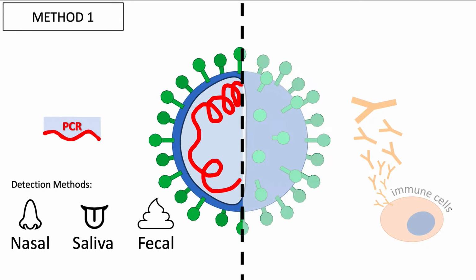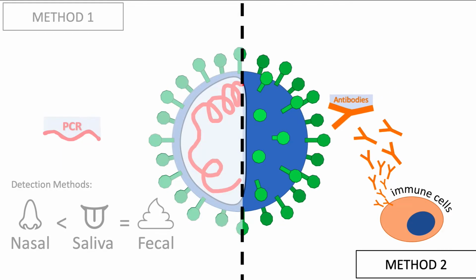There are three different types of samples that can be tested using this method: a nasal swab, a saliva sample, or a fecal sample. After you are first infected, nasal samples can accurately detect the virus for a shorter amount of time than saliva or fecal samples. These tests are all highly specific, so a positive test means you are very likely to be infected by the virus.